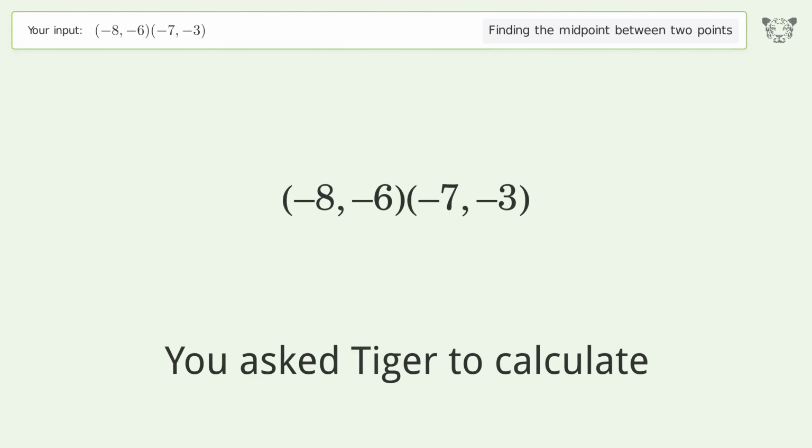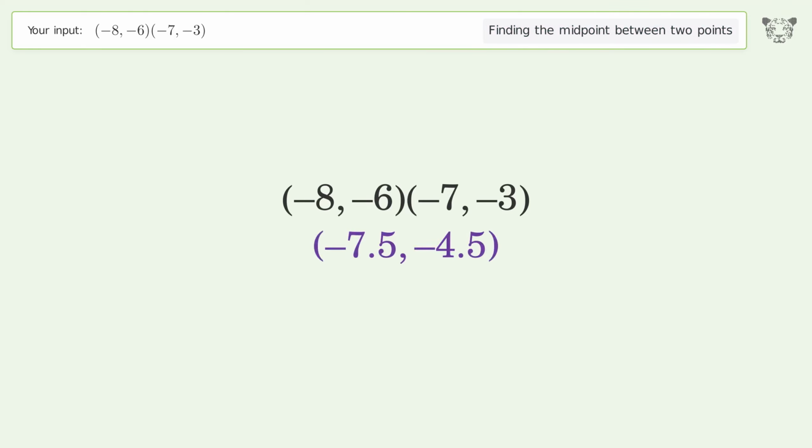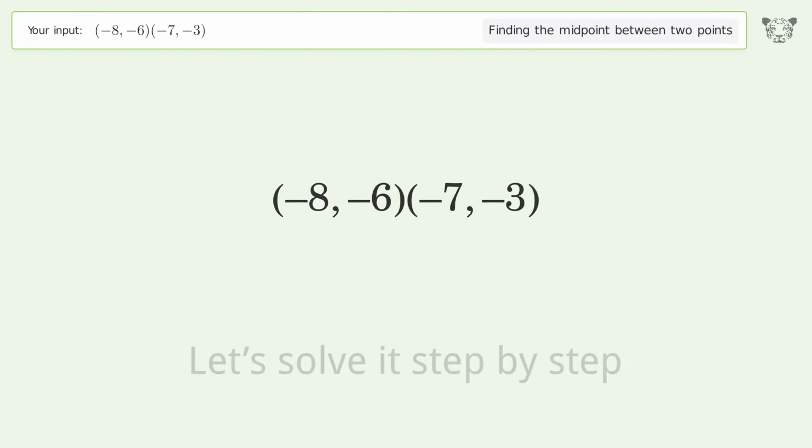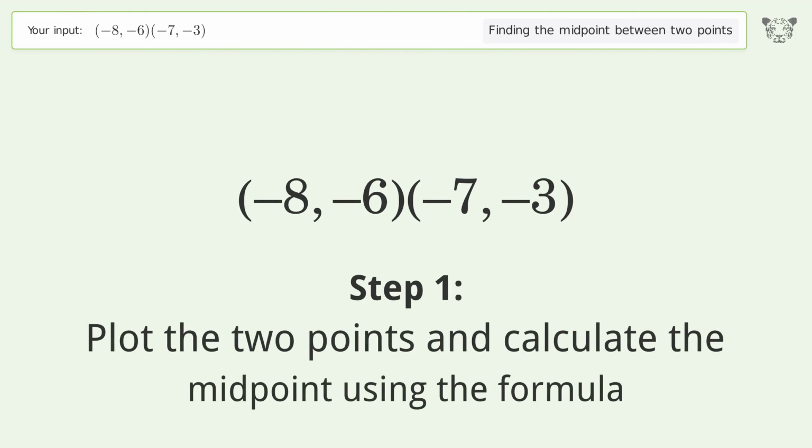You ask Tiger to calculate. This deals with finding the midpoint between 2 points. The midpoint between the 2 points is -7.5, -4.5. Let's solve it step by step. Plot the 2 points and calculate the midpoint using the formula.